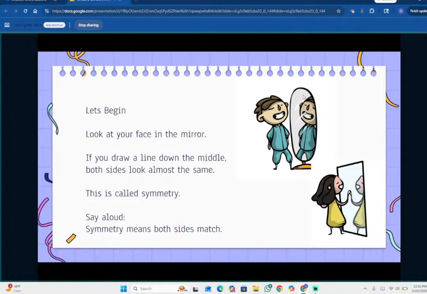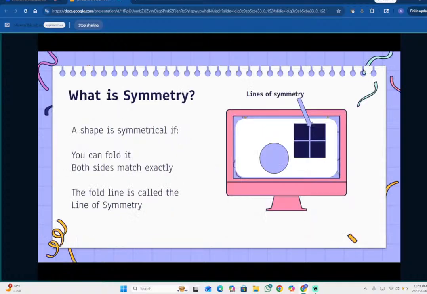So, if you've ever looked at your face in the mirror and you draw a line straight down the middle of both sides, you look almost the same. This is basically what symmetry is. So, say out loud, symmetry. It means both sides match. What is symmetry? A shape is symmetrical if you can fold it and both sides match exactly. The fold line is called the line of symmetry.